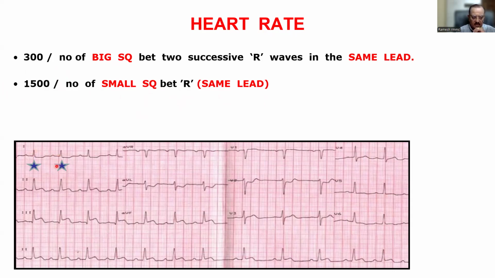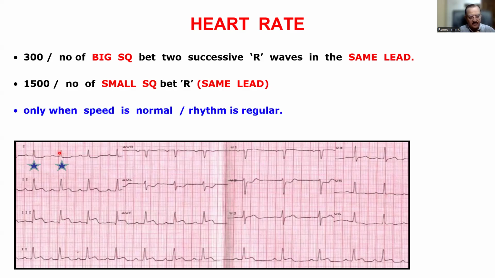Whereas if you want to be very accurate, you have to count the number of small squares. How many small squares are there? 5, 10, 15, plus 1, 16. Are you able to appreciate? So 1500 divided by 16 will give you the accurate heart rate for this patient. So this is the formula which you have to use.